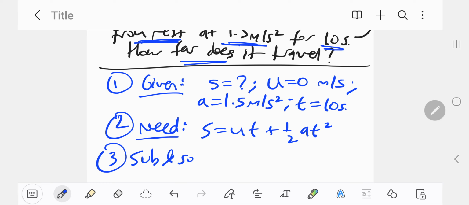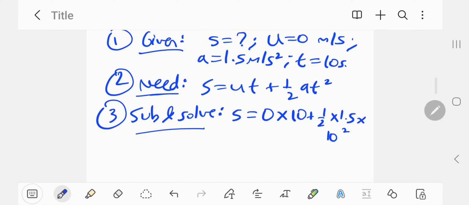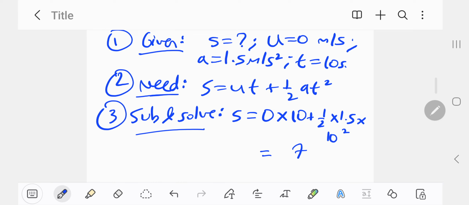Number 3, sub and solve. And you see how systematic this process is? Just start step by step, work your way through, and you get the hang of it. So U is 0. That makes things easy. U times 10, this is actually 0. But anyway, you have to show full working out in any exam. Plus a half, acceleration's 1.5, so a half times 1.5 times T squared, which is 10 squared. If you plug that into your calculator, you get 75 meters.